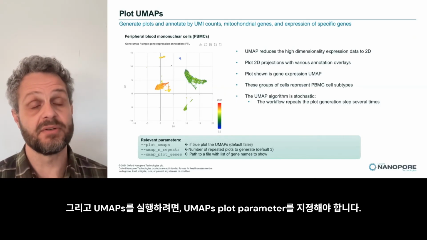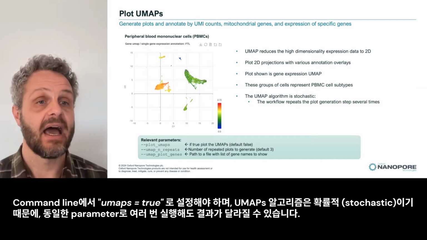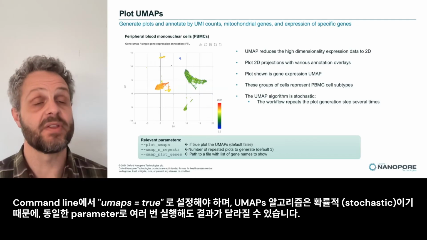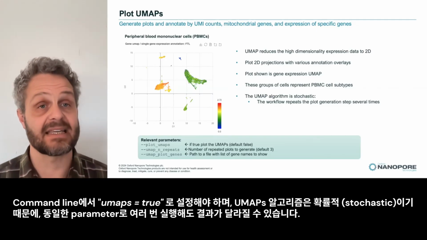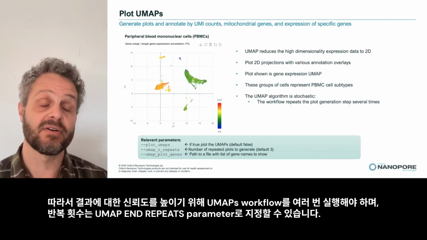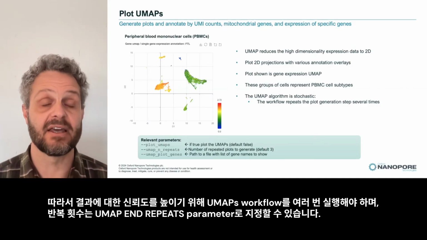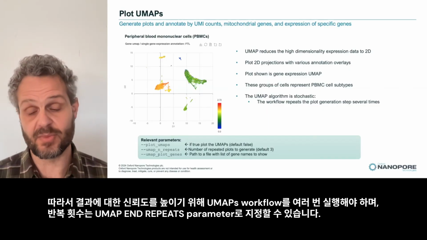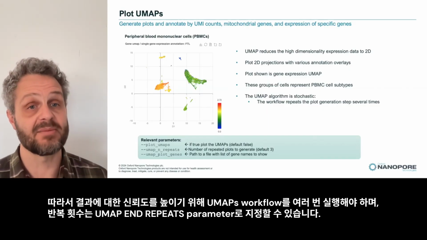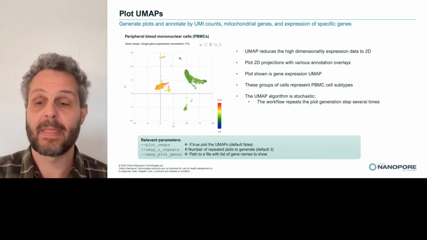If you want to run the UMAPs, you need to specify the plot_umaps parameter, plot_umaps equals true in the command line. You should know that the UMAP algorithm is stochastic, so running it multiple times with the same parameters can lead to different results. So in order to have a bit of confidence in the results that you're seeing, the workflow runs the UMAPs several times, and the number of times it's run can be specified with the umap_n_repeats parameter.